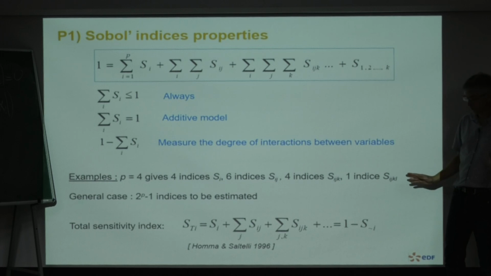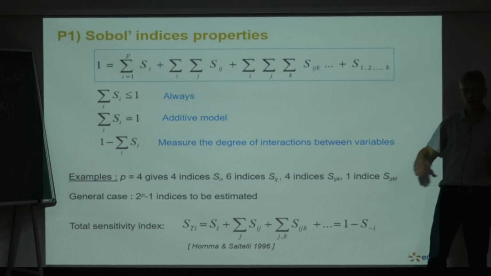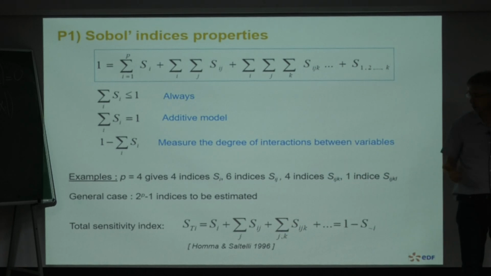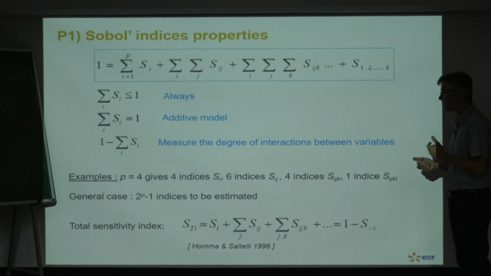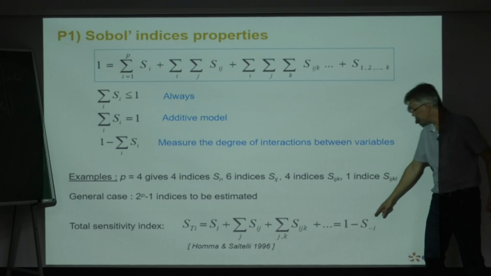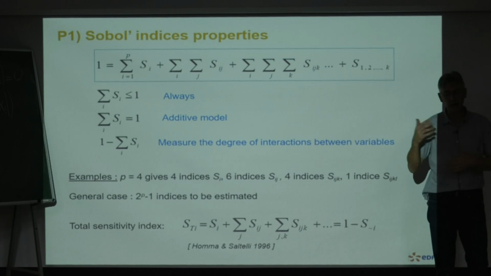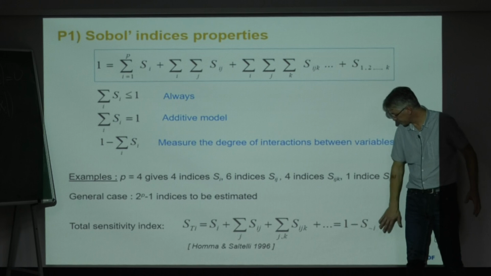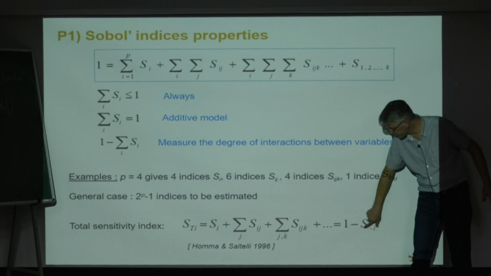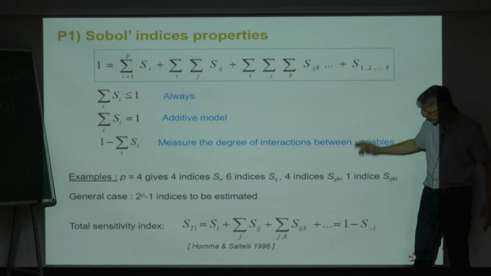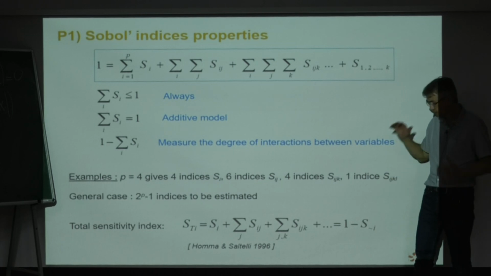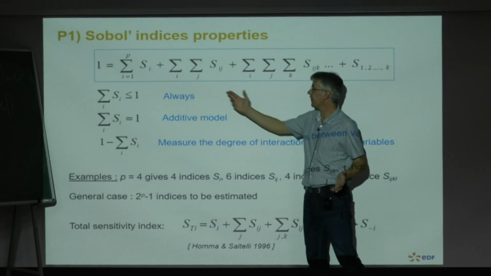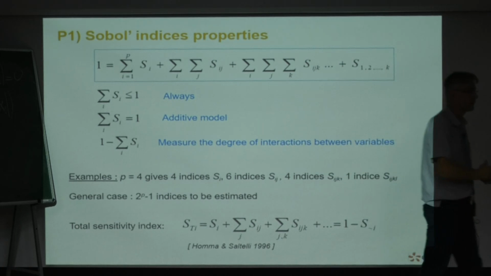Okay. Once we know this, this researcher has found an algorithm to compute at the same time the first order and the total index, because in fact we need the same Monte Carlo simulations. They have shown this. So thanks to this, we can compute Si and S tilde i with the same simulations. And so in practice, we estimate Si and STi, the total Sobol index.